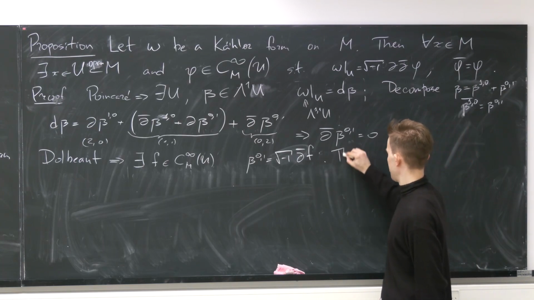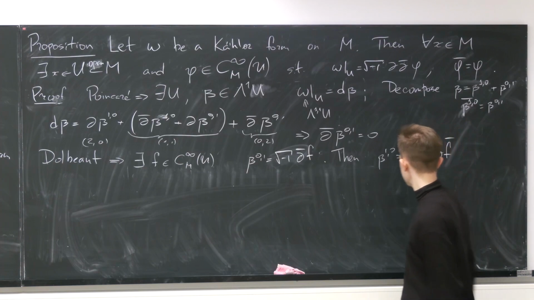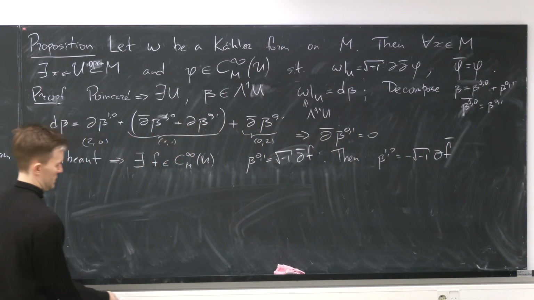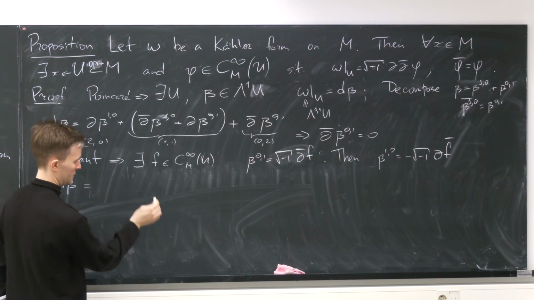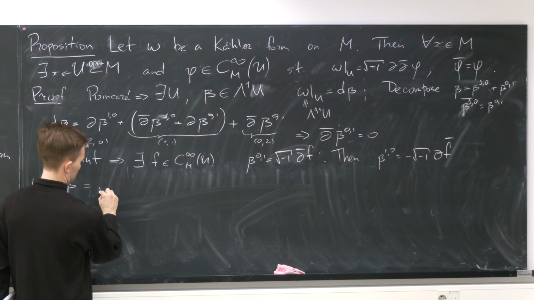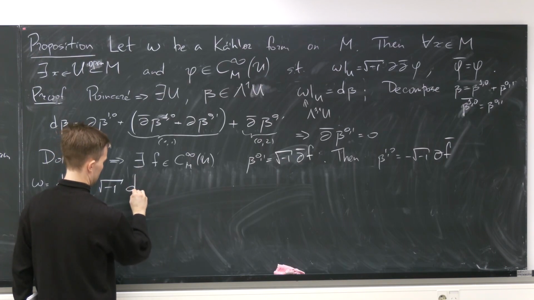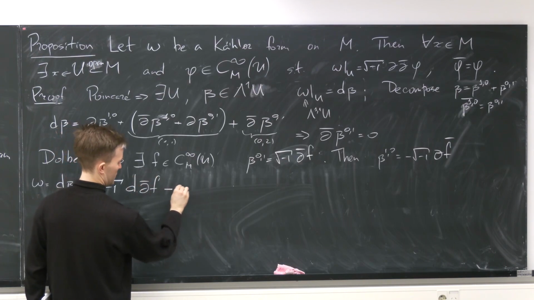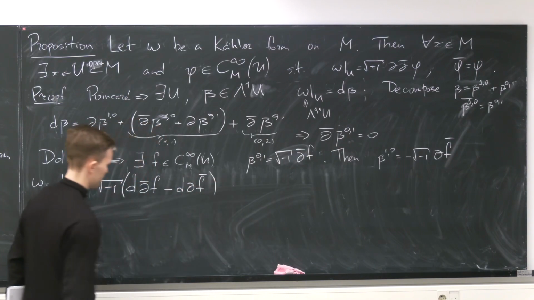So then beta 1,0 is minus the imaginary unit del f bar. And then what do we get? So d beta is the imaginary unit times d of del bar f minus d del f bar.